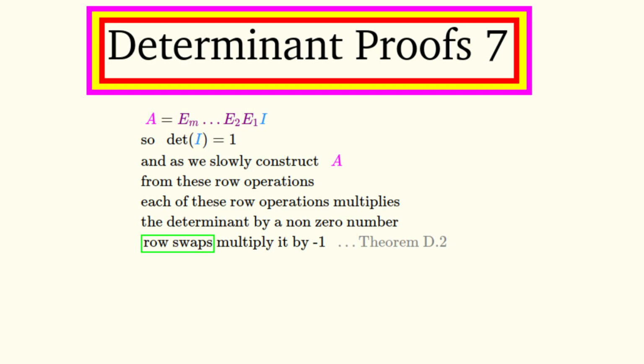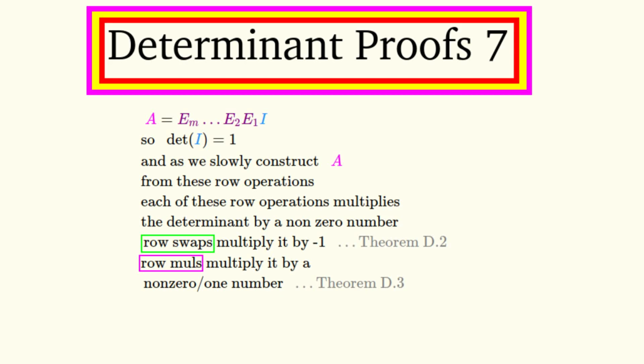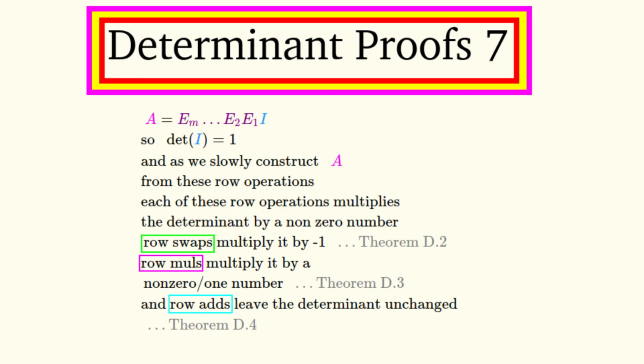Applying the row swap operation multiplies the determinant by -1. Applying the row multiplication operation, which multiplies a row of a matrix by a non-zero number, also multiplies the determinant by this same non-zero number. This number is also not equal to 1, but it's important that it's a non-zero number. And the row add operation, which adds a multiple of one row to another different row, leaves the determinant unchanged, or it multiplies it by 1, which is the same thing.